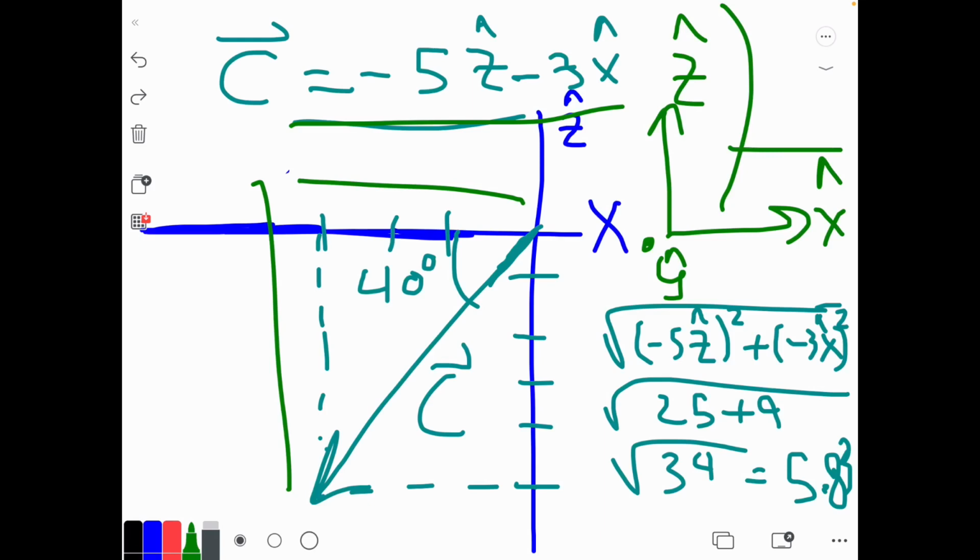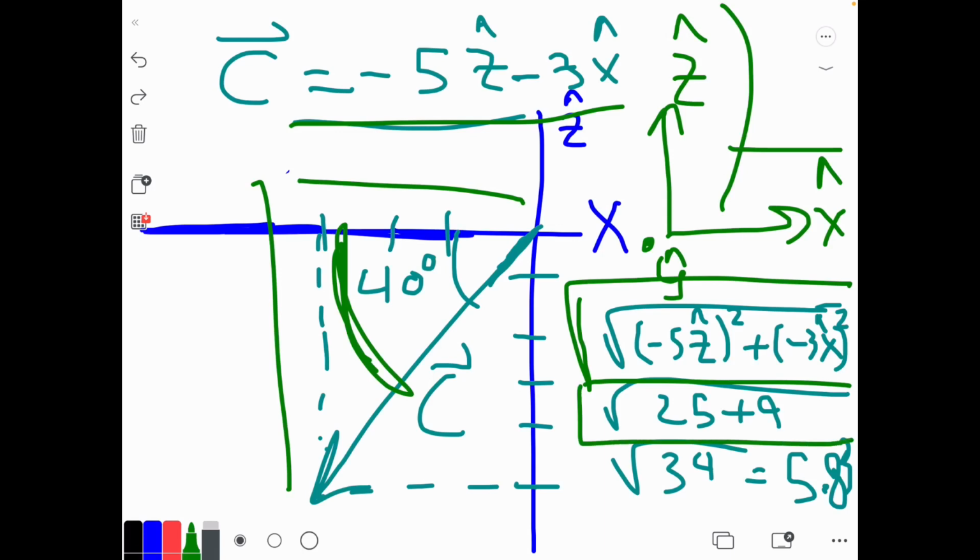And vector C is going to give out about 40 degrees over here. So that's a 40 degrees angle. It's going like a southwest. So we're going to get the magnitude. I'm going to say negative 5z hat squared plus negative 3x hat squared, square root of that, so the square root of 25 plus 9, square root of 34, about 5.8. So that's how we get it, and how we see the difference between vector and scalar. And now we're going to go and get the scalar.